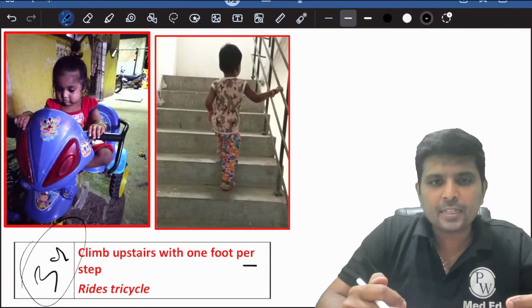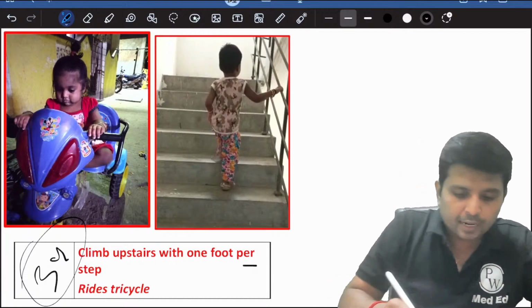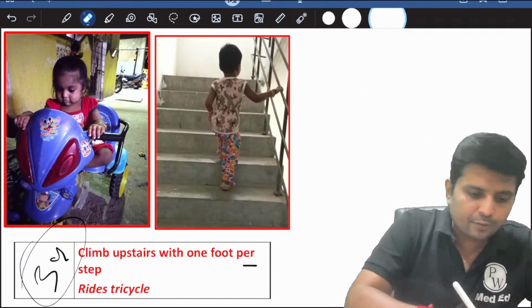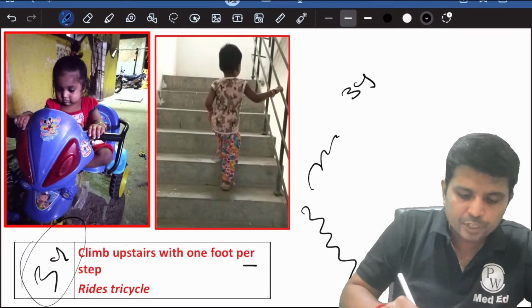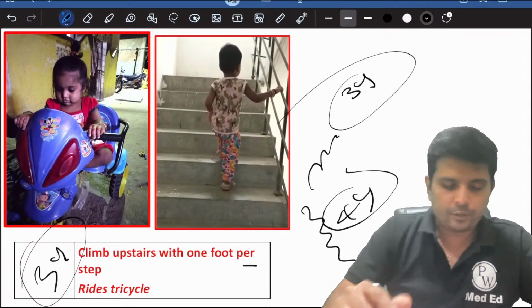So what is this called? Alternate steps up usually occurs by about 3 years. I am sorry, alternate feet up by about 3 years, and alternate feet down by about 4 years. Down by about 4 years. Right.